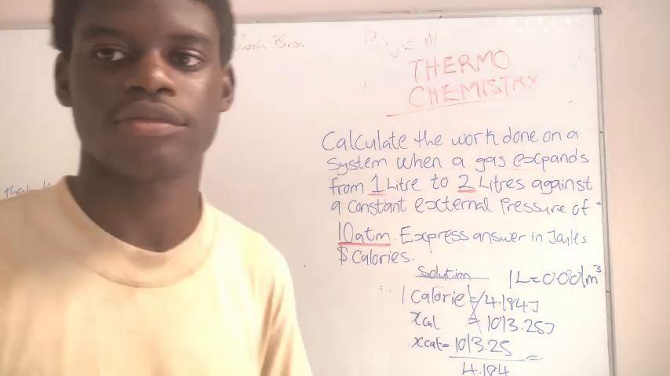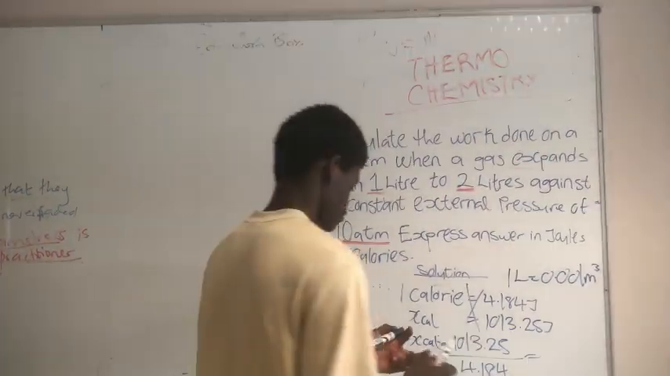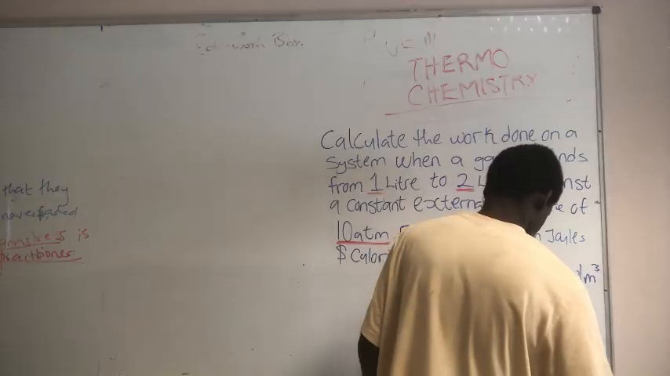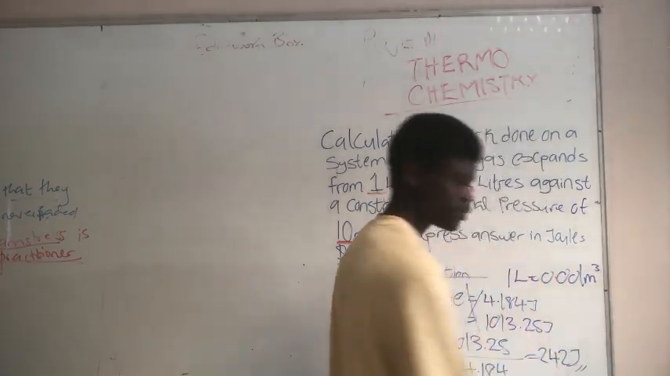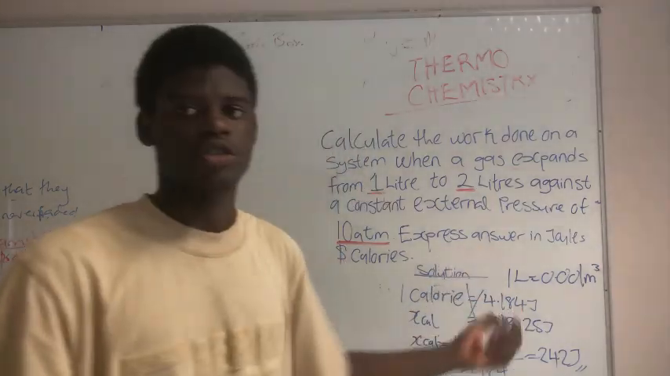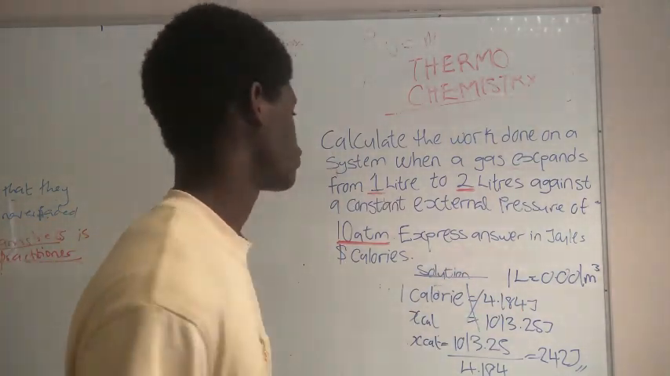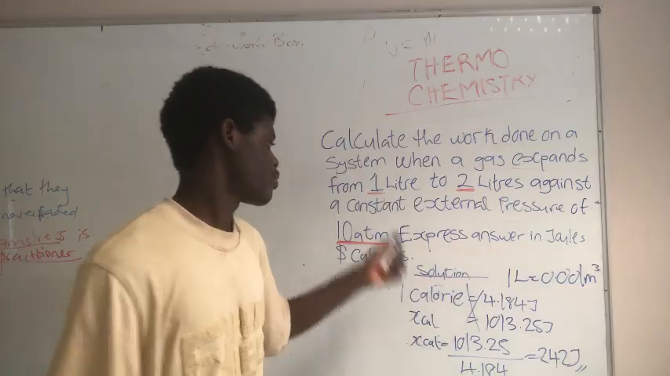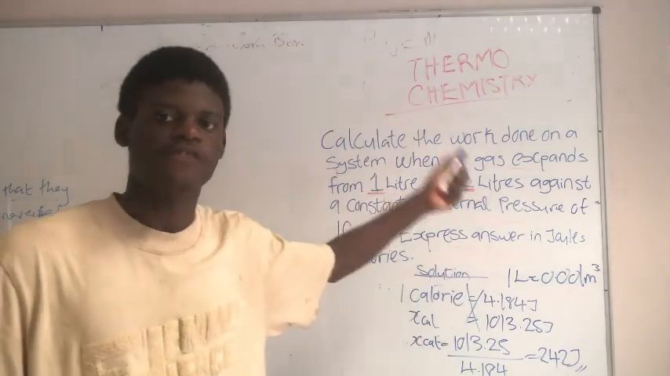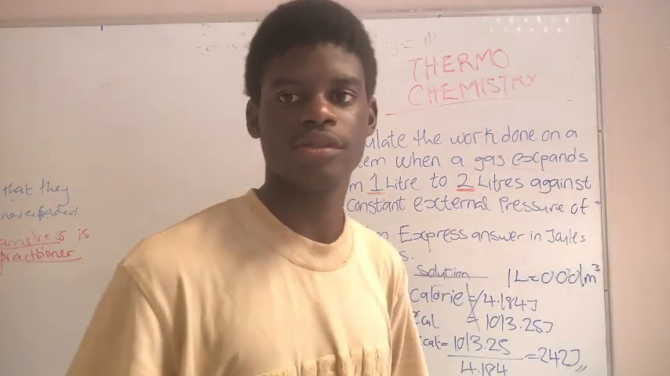So that's the answer. Our answer is 242 joule. Approximately 242 joule. There are also some decimals, but approximately it's 242 joules. So that's the answer to this question. So that's how to solve questions on work done, minus Pex dV, P external pressure dV.